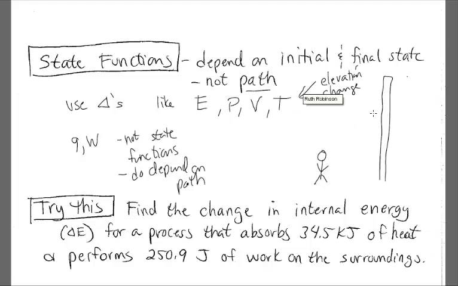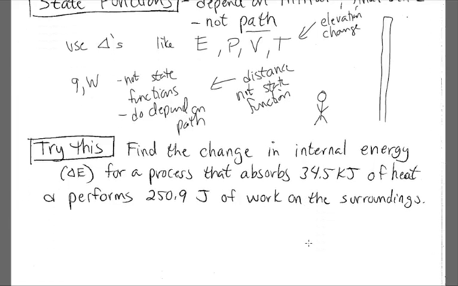So elevation change is a state function. However, the distance from where the person is to the top will depend on their path. They can go straight there, they can go to the bottom floor and go up the elevator, they can go all the way around the earth and to the top, and those distances will all be different. They still have the same initial place and the same final place, so distance is not a state function. So there's an example of one thing that does depend on path and one thing that does not depend on path.